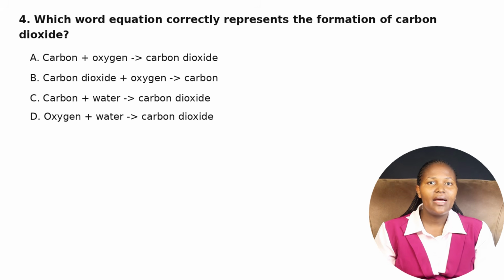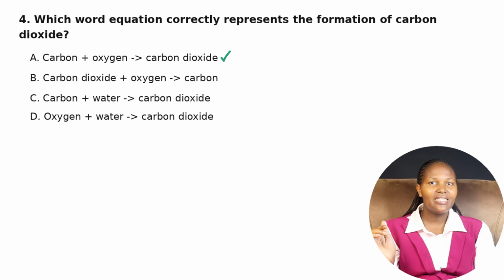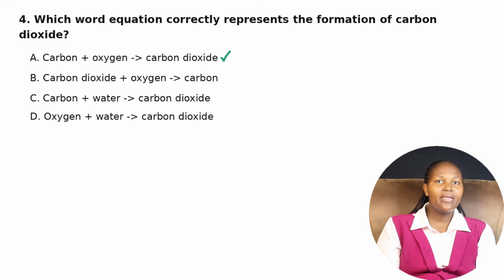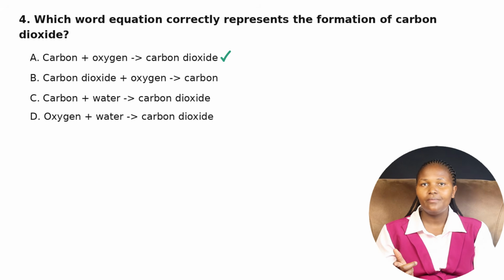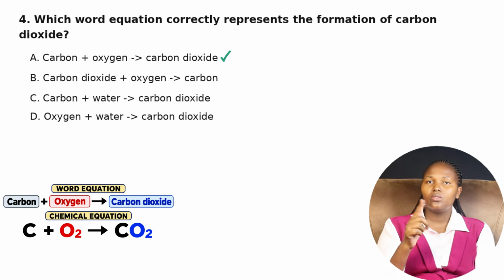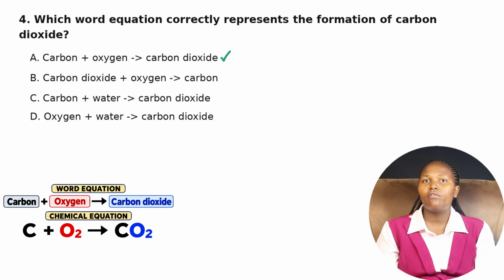That question is not hard. The correct option is A. Carbon plus oxygen gives carbon dioxide. Our equation shows the substances that react on the left and the substances that are formed on the right. On the left are the substances that are reacting. On the right are the substances that are formed. And here carbon is supposed to react with oxygen to give us carbon dioxide, CO2. So C plus O2 gives us CO2, which is carbon dioxide. And the arrow can be read as produces or forms.